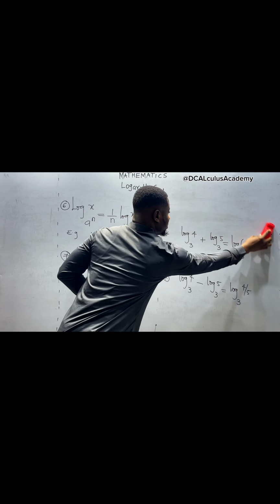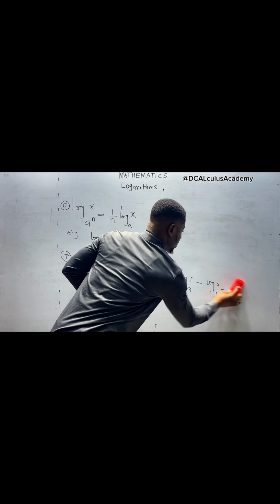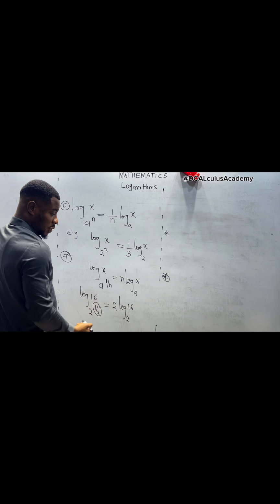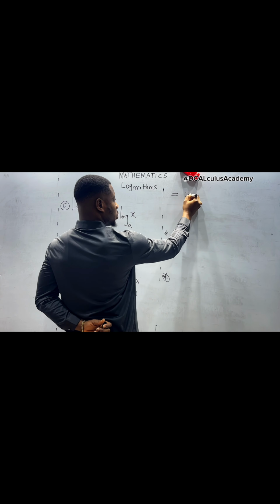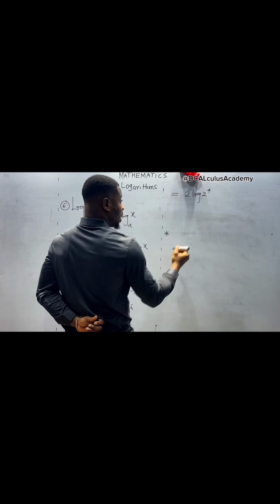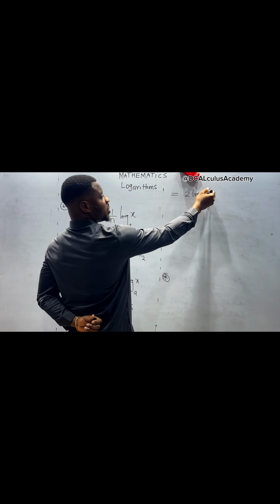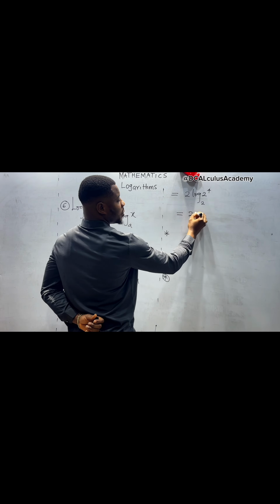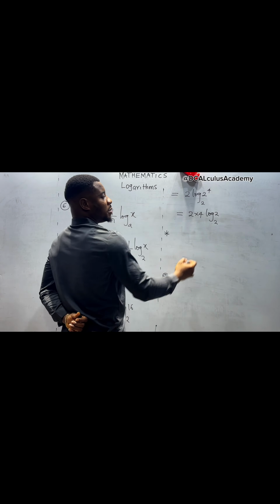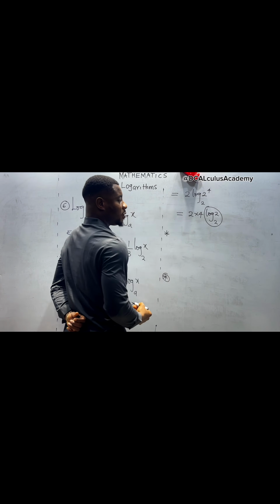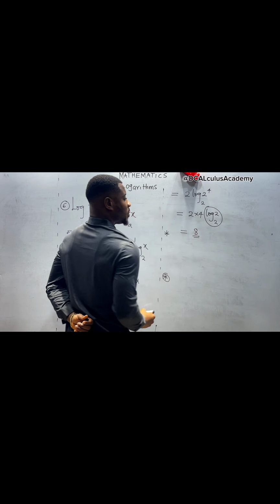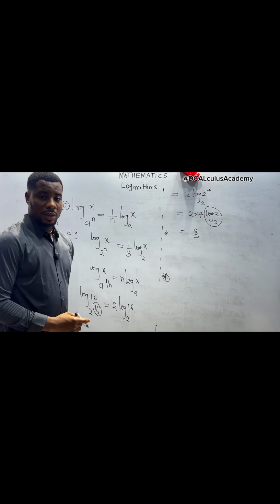We can still proceed from here, right? Remember, 16 is 2 raised to power 4, so this is simply 2 log 16 base 2, which is 2 log of 2 to the power of 4 to the base 2. Now, remember we said the 4 can come backwards, so we have 2 times 4 log 2 base 2. Log 2 base 2 is 1 from our log 1, and 2 times 4 is 8. So that is the result of our simplification.